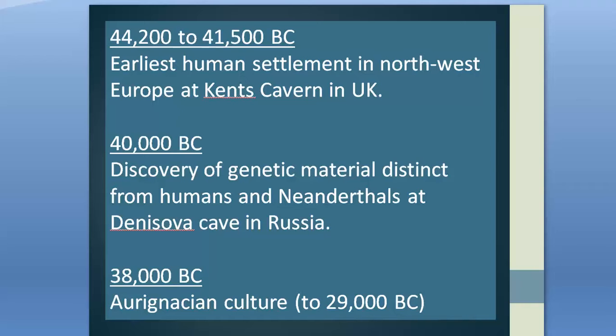This is getting complicated, people. Dated to approximately 40,000 BC. Mitochondrial DNA analysis of these hominids, known as Denisovans, suggested that this new species came about as a result of an earlier migration out of Africa that occurred after Homo erectus but before Homo sapiens.